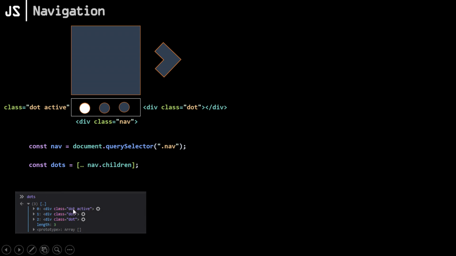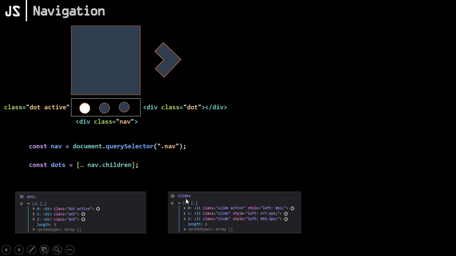The first dot has index 0, the second has index 1, the third or the last one has index 2, as I have only 3 dots here. Now this is an array and its length is 3. Cool. Now on the other hand, we have our slides. It's also an array that has the same length as my dots here.